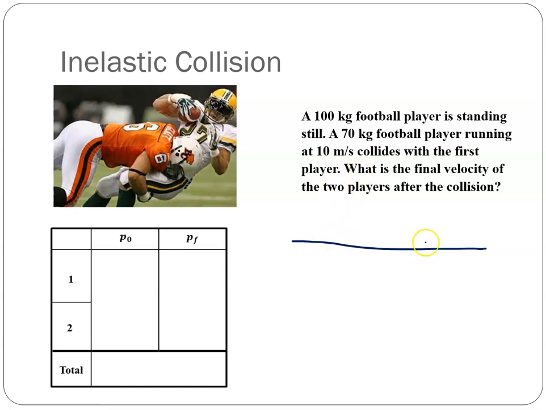Let's make our first player, who's standing still, over here, and he has a mass of 100 kilograms, and his initial velocity is 0. I'm going to say that this is our player 2. The other player is moving towards him at 10 meters per second and has a mass of 70 kilograms. So this is our before.